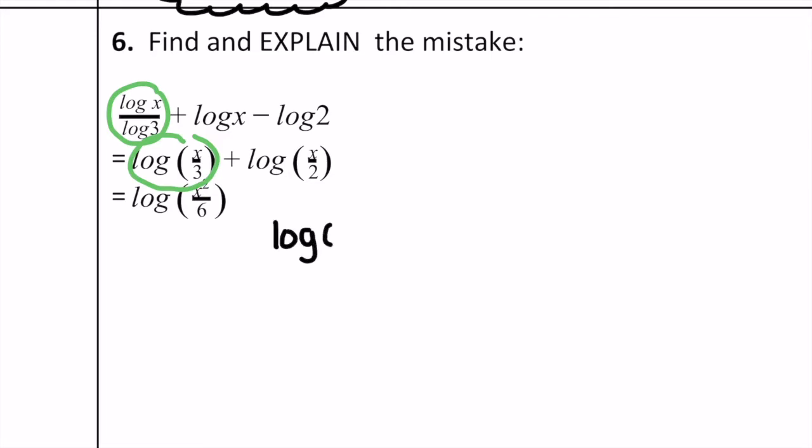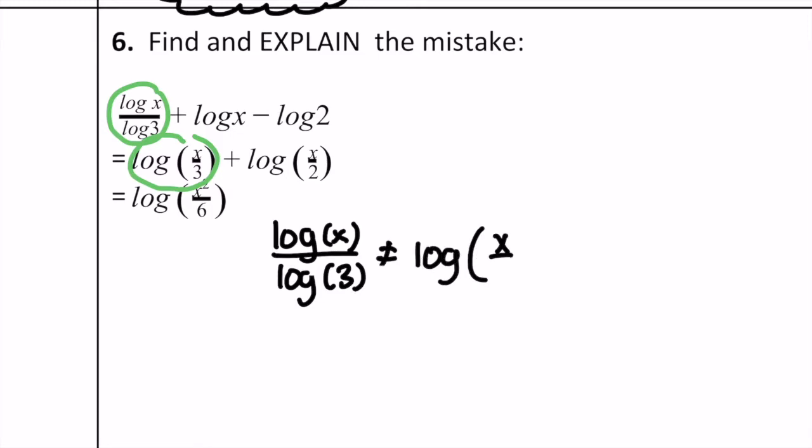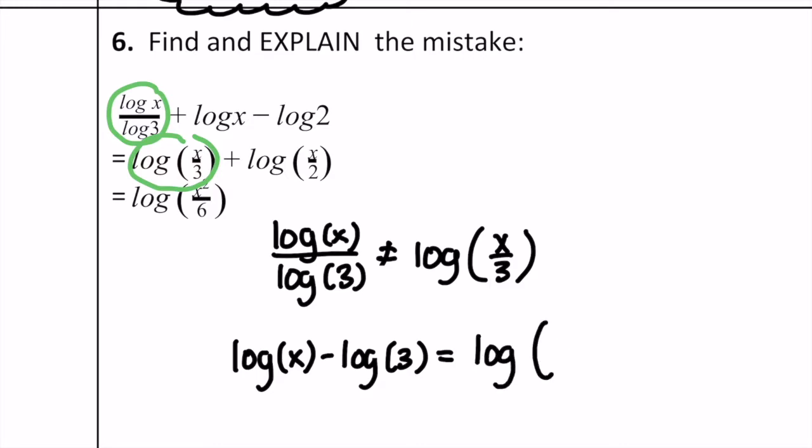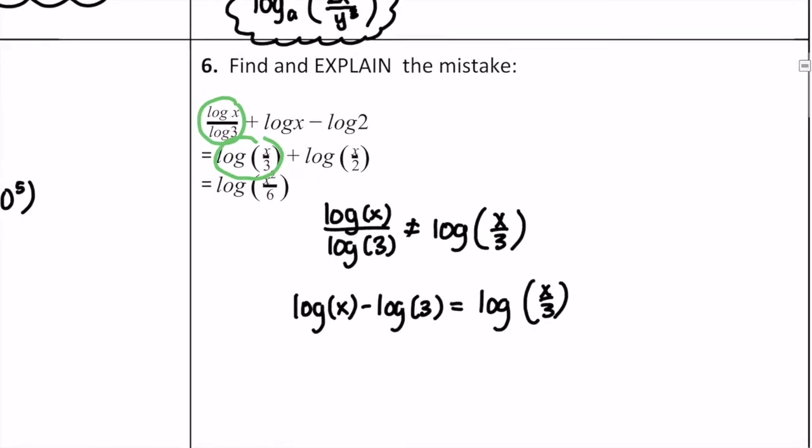Log of x divided by log of 3 is not equal to log of x divided by 3. Log of x minus log of 3 is equal to log of x divided by 3. When I see subtraction in between two logarithms, not division in between them, I can consolidate or condense using division inside with their insides.